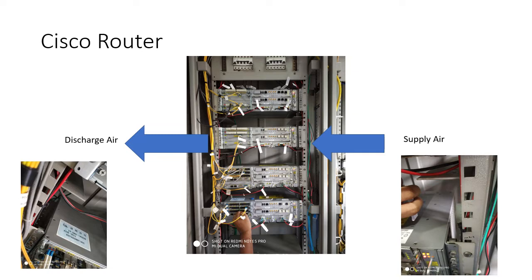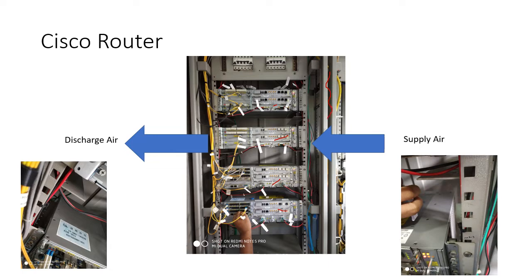In this slide, we'll see the installation and airflow of the Cisco router. In the rack we can see that four routers are installed. This rack is installed very next to the Alcatel Lucent rack. We can see that there is a gap between these two racks.